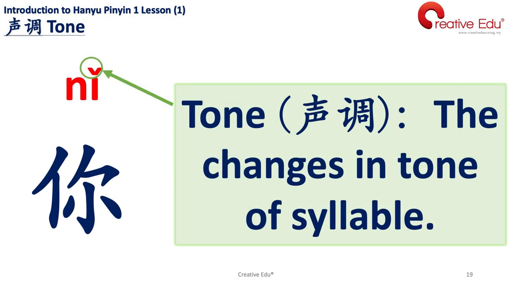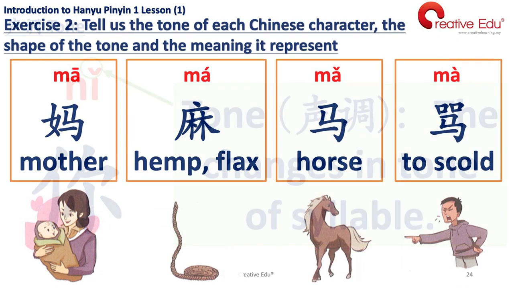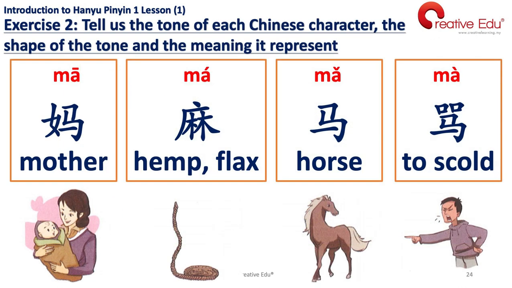声调, tone. 声调 is the changes in tone of a syllable. For example, 你, third tone. Exercise 2. Tell us the tone of each Chinese character, the shape of the tone, and the meaning it represents.